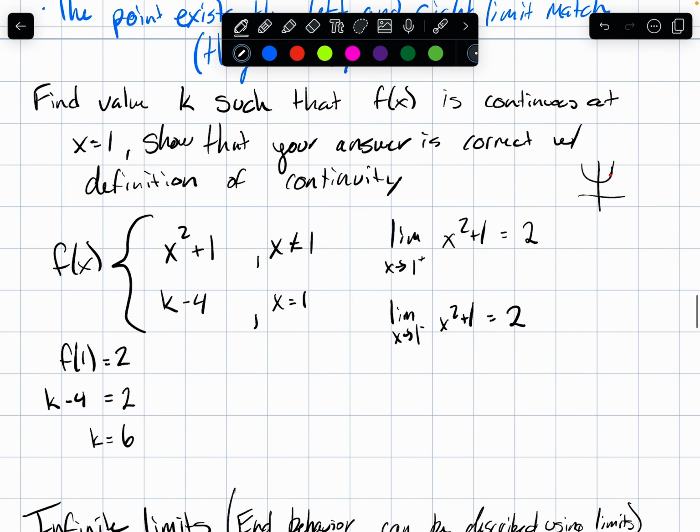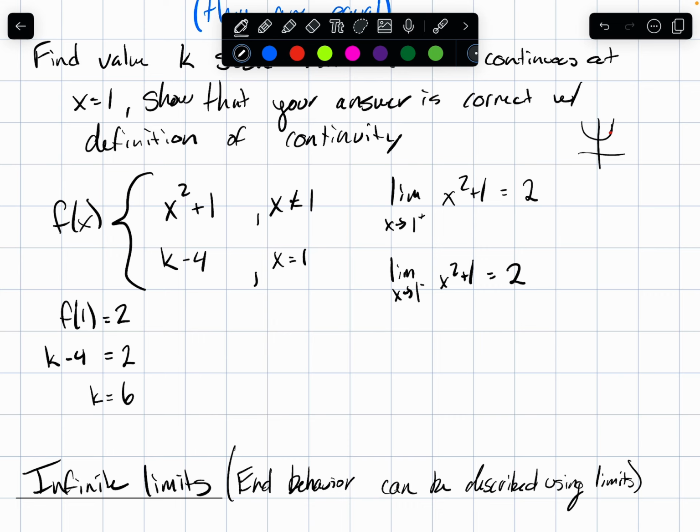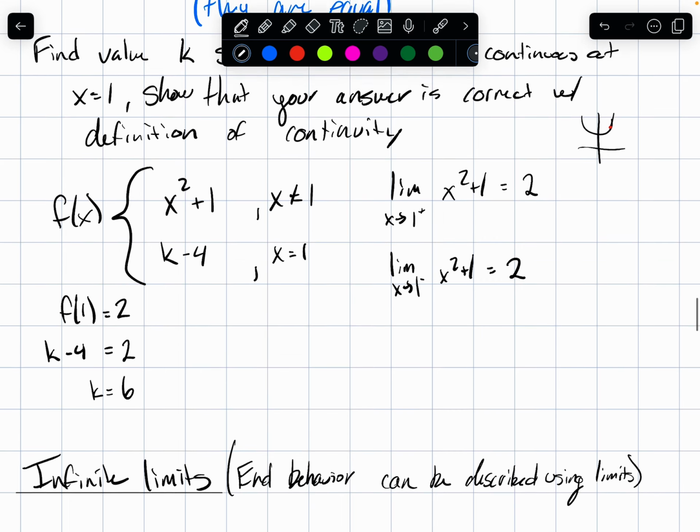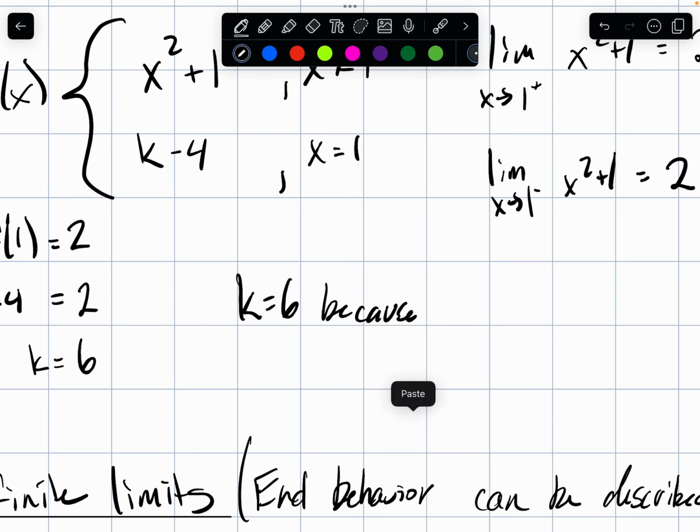So what I want to do is I found my k value, and I want to show that my answer is correct with the definition of continuity. So I'm just going to essentially write some sort of statement, some sort of sentence, kind of wrapping all of our findings together. So I'm going to say, let's just say k equals 6, because.